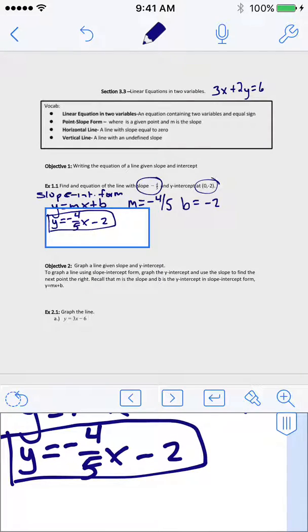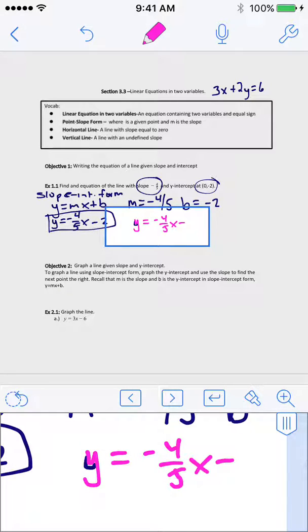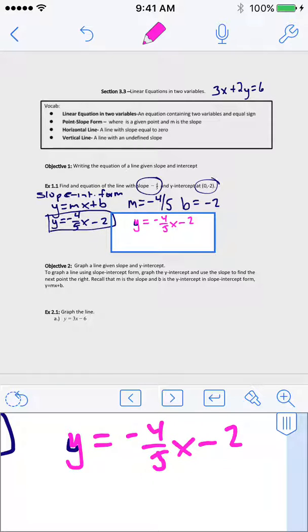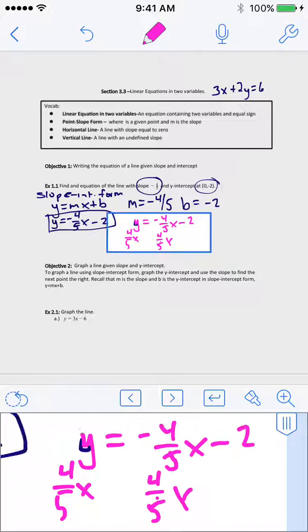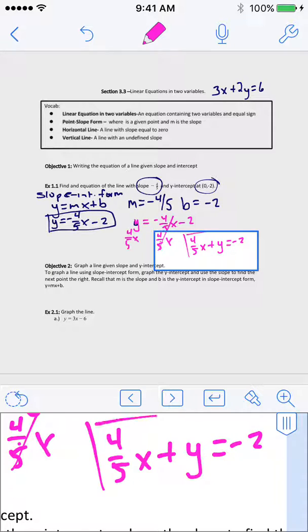We have y equals negative 4 fifths x minus 2. We just need to move this 4 fifths x to the other side by adding it to both sides, so that way these two cancel each other out. We end up with 4 fifths x plus y equals negative 2, and that would be our standard form. Alright.